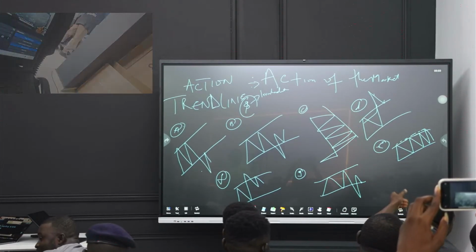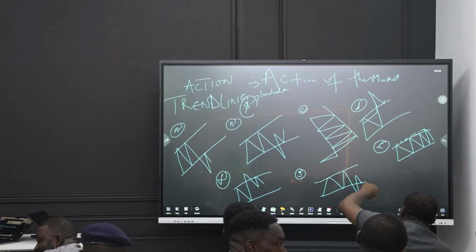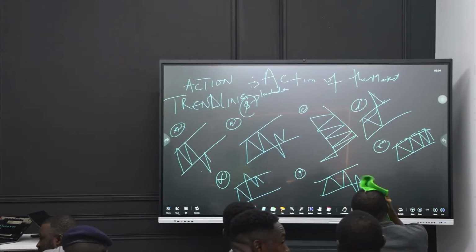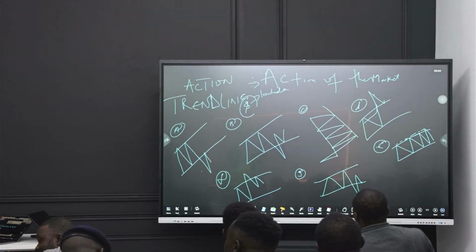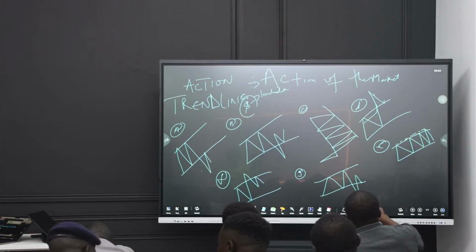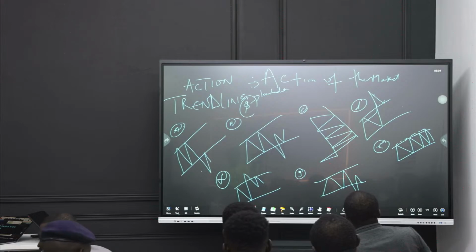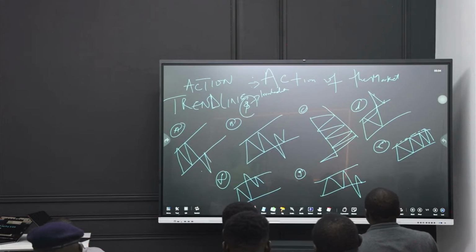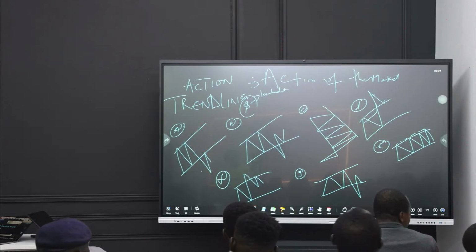So yes, I agree it's a fake out. Why is it not a continuation? Because the breakout is happening in the opposite direction. So what about C? C is selling, no? Breakout and continuation. Why? Because the breakout is happening in the direction of the trend.